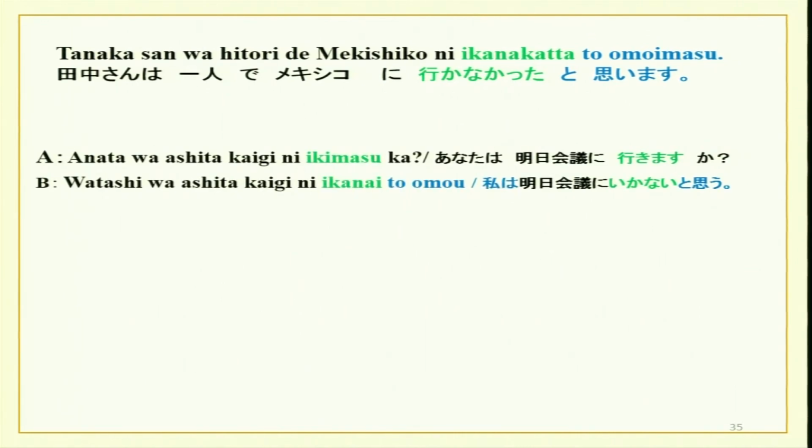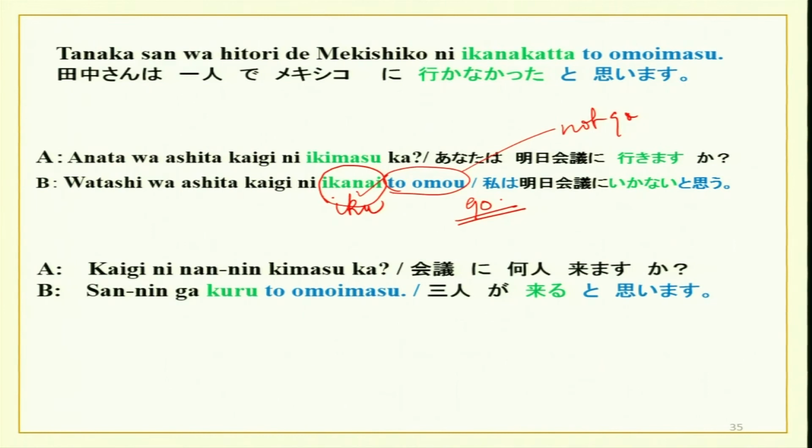Now, anata wa ashita kaigi ni ikimasu ka? Watashi wa ashita kaigi ni ikanai to omoimasu. As you do not know whether you are going to do something tomorrow or not, thus ikanai to omoimasu. Higher probability is that you will not go because verb is in negative. If the verb is in positive, for example, iku to omoimasu, then higher probability is that you will go. Now, kaigi ni nan nin kimasu ka? 3 nin ga kuru to omoimasu. So, there is a very high probability of 3 people coming. I am quite positive.